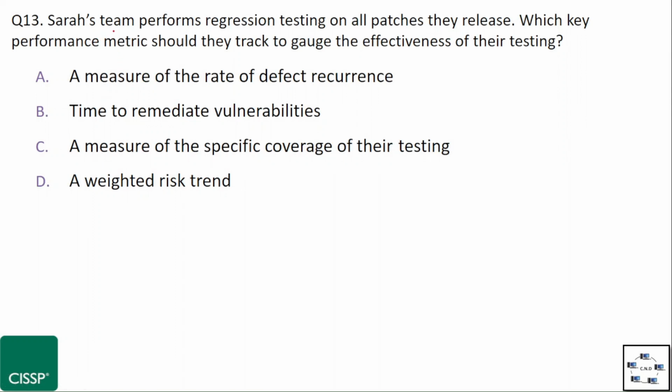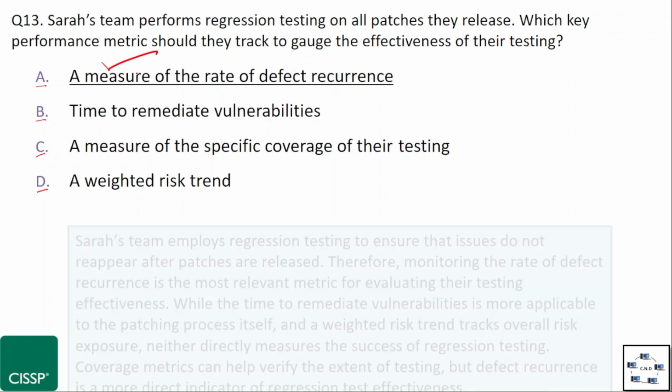Question number 13. Sarah's team performs regression testing on all patches they release. Which key performance metric should they track to gauge the effectiveness of their testing? The options are option A, measure of the rate of defect recurrence. Option B, time to remediate vulnerabilities. Option C, a measure of the specific coverage of their testing. And option D, a weighted risk trend. And the correct option is option A, measure of the rate of defect recurrence.